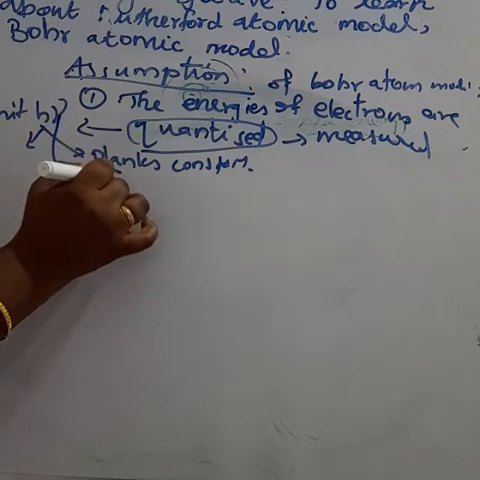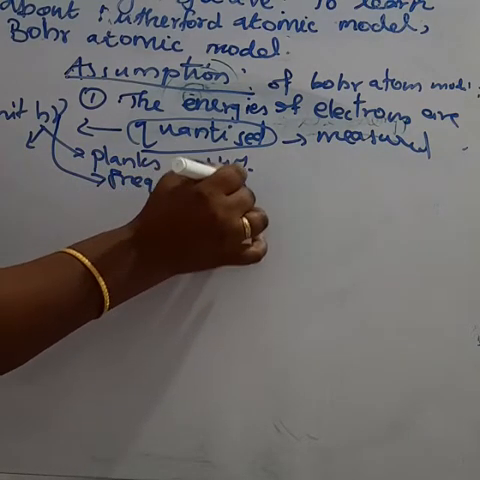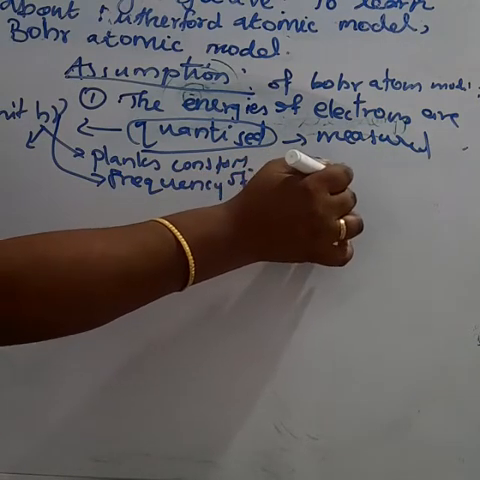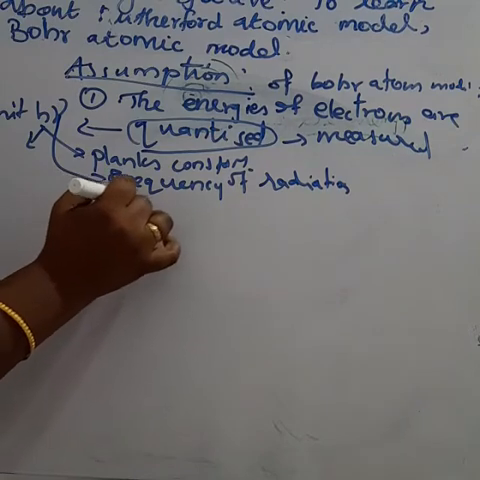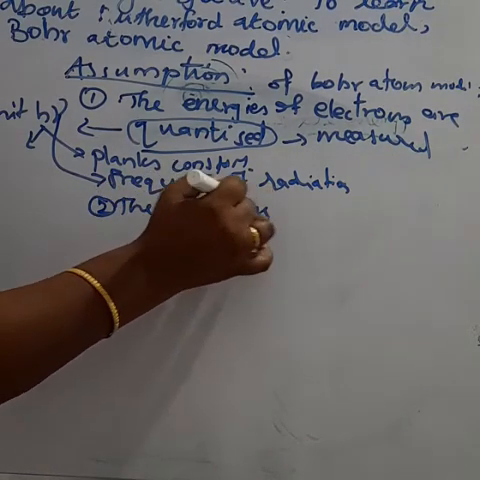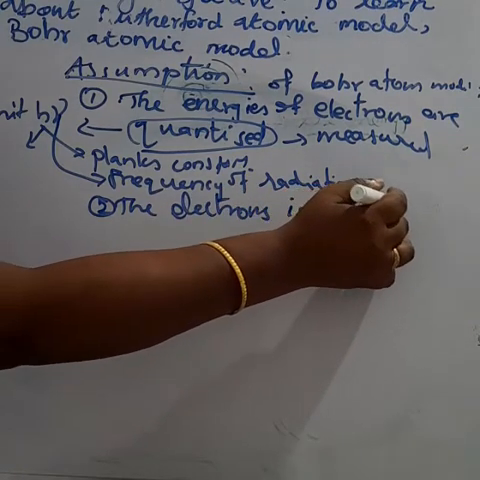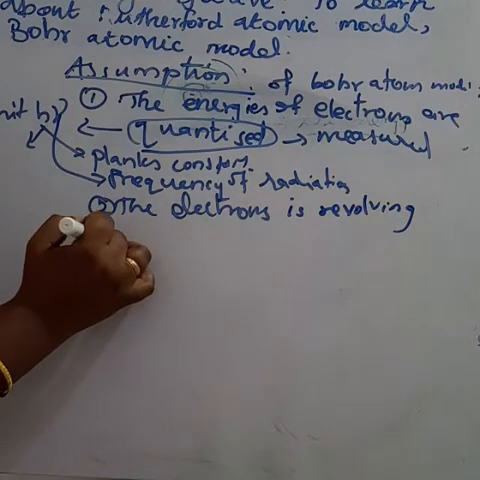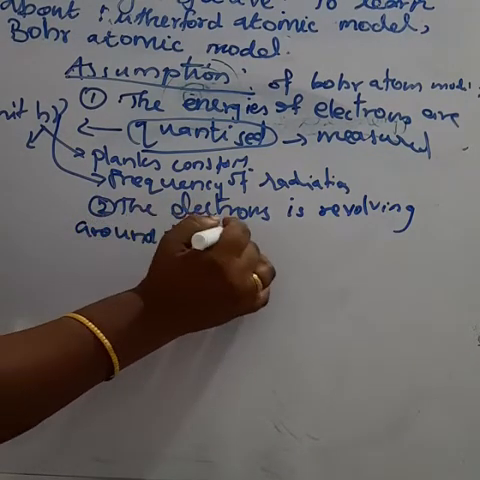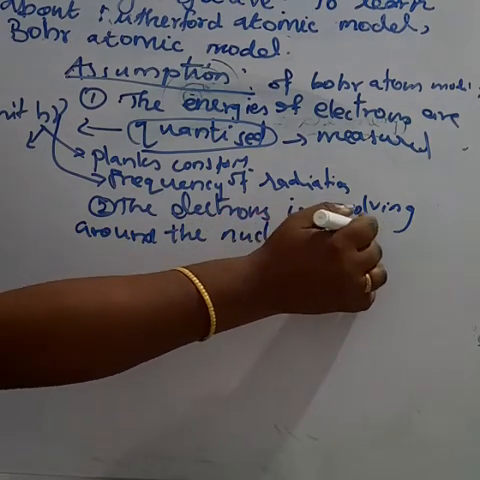And what is the second assumption? The electrons revolve around the nucleus in a fixed circular path called a stationary orbit.